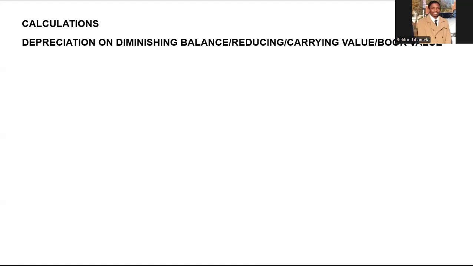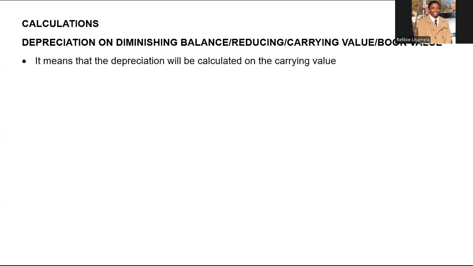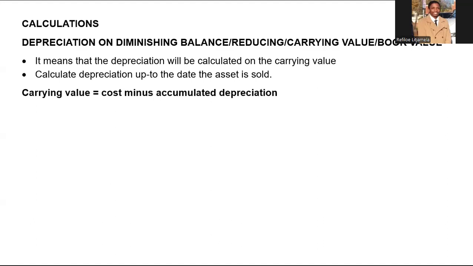Carrying value will be cost price minus accumulated depreciation. It's also called the book value. As I've said, depreciation using the diminishing balance method will be calculated on the carrying value of an asset. You need to make sure you calculate depreciation of an asset up to the date the asset is sold. You only stop depreciating an asset on the day you stop using the asset. As I've said, carrying value will be the cost price of an asset minus its accumulated depreciation.